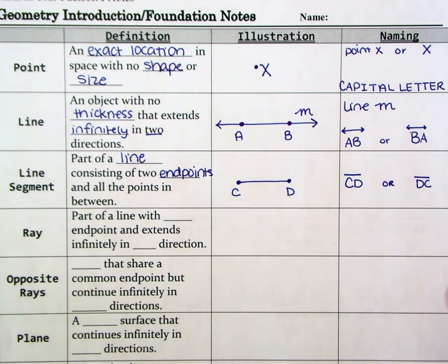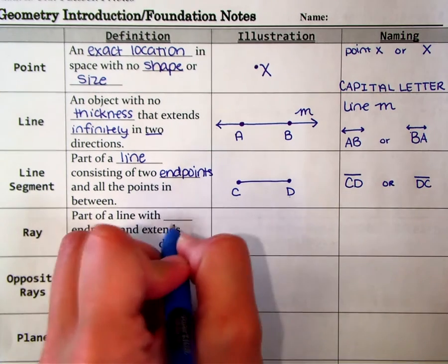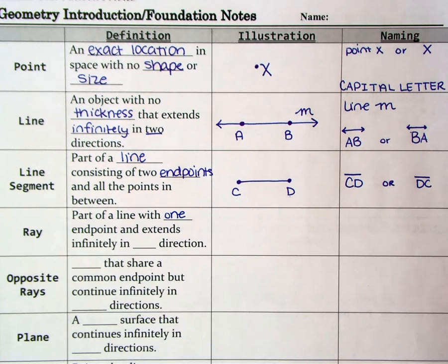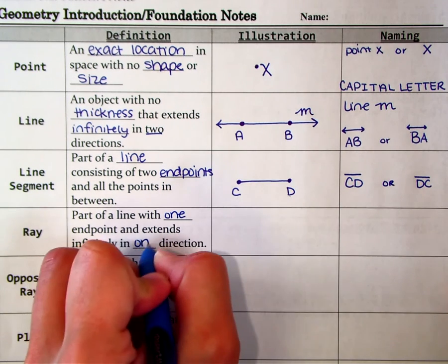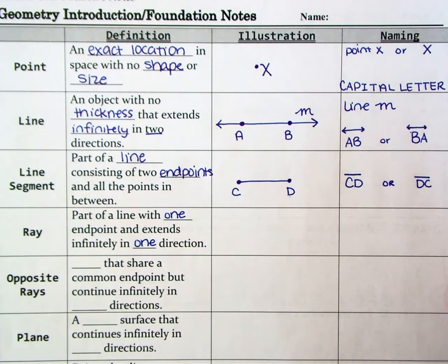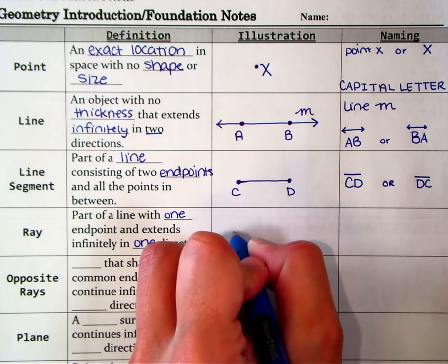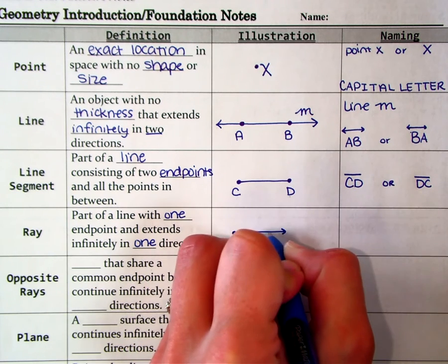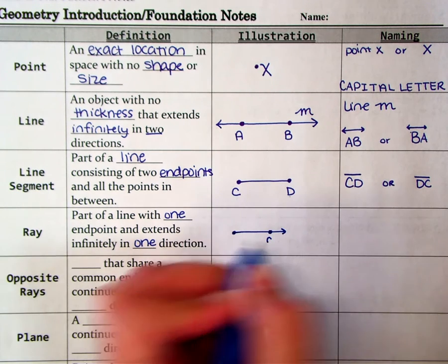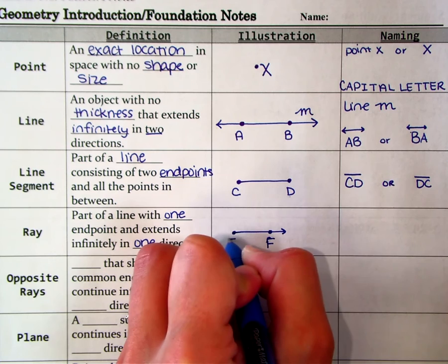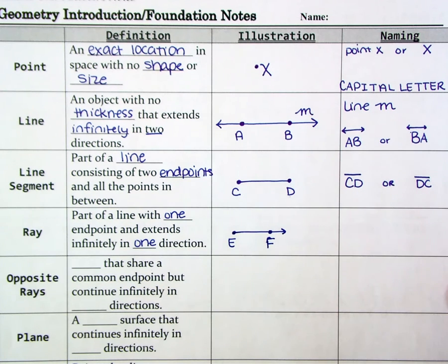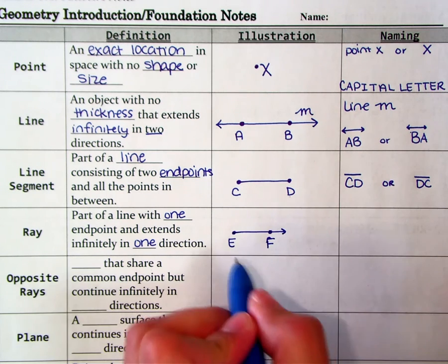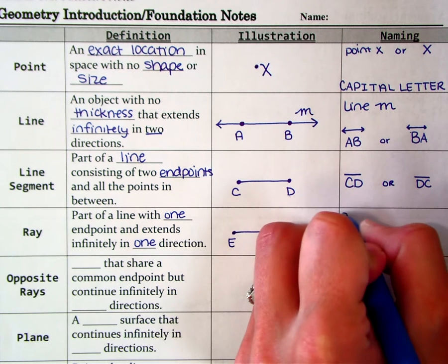Next piece is a ray, a part of a line with one endpoint, and it extends infinitely in one direction. So a line extends infinitely in two directions, a ray only extends in one direction. You can think about that as though it were from the sun. You've got that big glowing thing in the middle, and then all the rays are extending only in one direction. It's not extending inward on itself. When we name rays, order does matter. We always want to write the endpoint first.